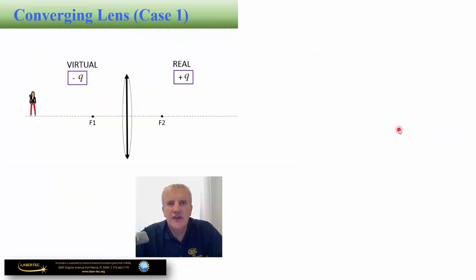Let's now shift our attention to the image formation using lenses. We are going to start with the converging lens, case one. We can see here the converging lens. It's being shown either in the actual shape or also as an alternative approach, using the line with the two arrows at each end that are pointing outwards, and that's an indication of a converging or a positive lens.